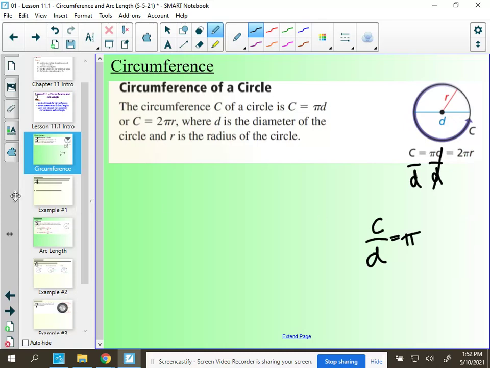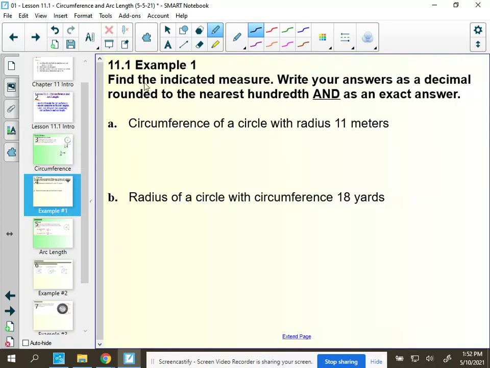All right, let's take a look. So starting kind of simple. A couple things, though. Pause, try, as always. Solution is right here. We're being asked to find the indicated measure and write our answers as a decimal. If pi is going to factor in, that's an irrational number. It continues without end or repeat. So we're going to have to round our answers to the nearest hundredth. There's also a component of exact answer, so we have to talk a little bit about what that means. Long story short, you're going to leave the symbol pi as part of your solution.